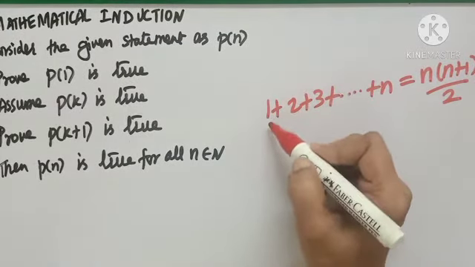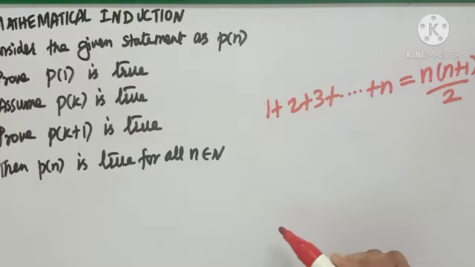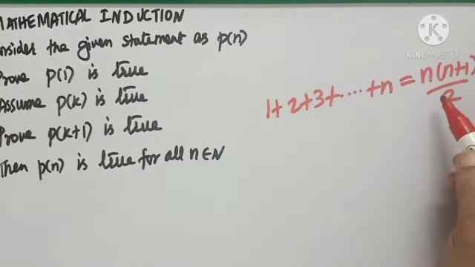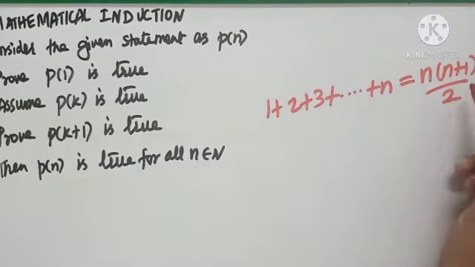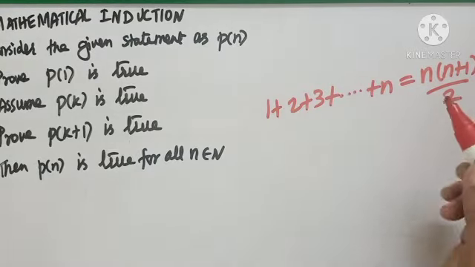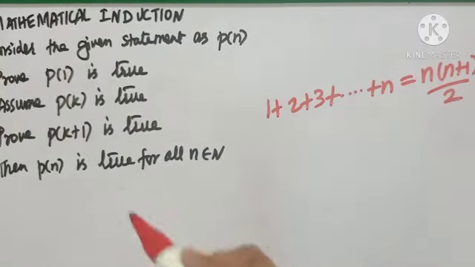So when I have this result, what is P of 1? Take only the first element, that is 1. What is P of 1 for the RHS? Wherever n is coming, put 1. Simplify the answer. So this tells me LHS equals RHS. So P of 1 is true.